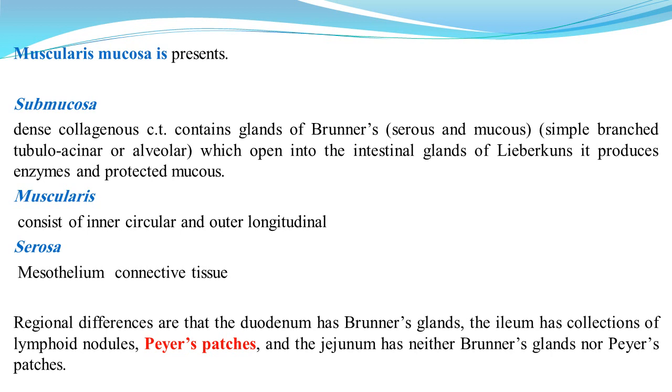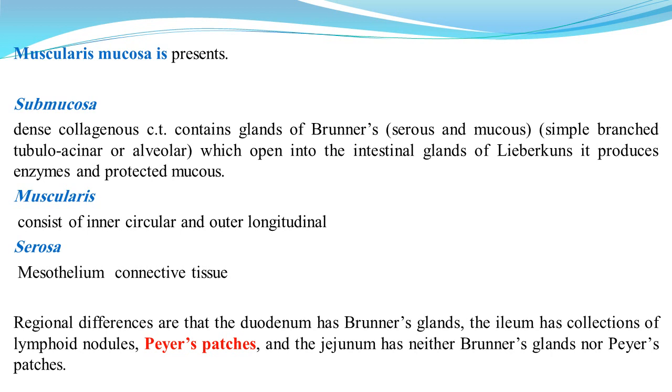The muscular mucosa of the small intestine is present and well defined, and the submucosa consists of dense collagenous connective tissue, which has glands of Brunner, simple branched gland, tubulo-acinar gland or tubulo-alveolar gland, which opens to the intestinal gland of Lieberkuhn and produces enzymes and protective mucus. The muscularis consists of two layers of muscles, the inner circular layer and the outer longitudinal layer.